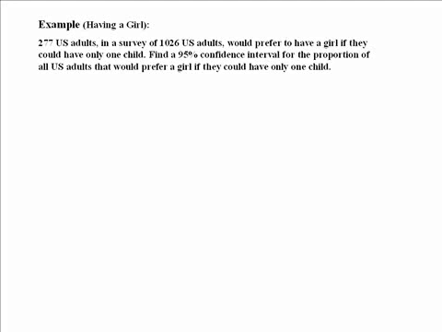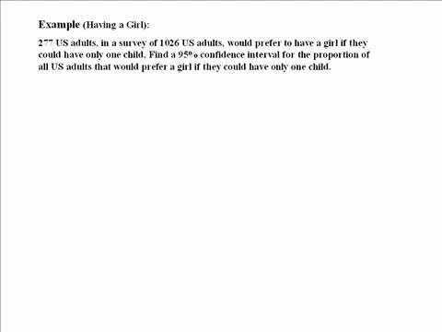All right, so this problem is called having a girl, and it says here, let's look at the problem for a minute. It says we have 277 U.S. adults from a survey of 1,026 adults, and those 277 adults would prefer to have a girl if they could have only one child. Then it says find a 95% confidence interval for the proportion of all U.S. adults that would prefer a girl if they could have only one child.